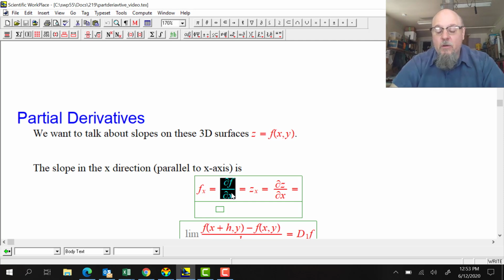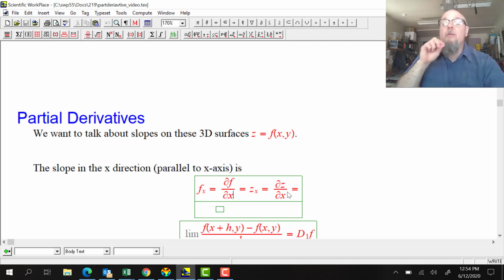So this is one way of writing the partial derivative. Or I could do z sub x, or the derivative of z with respect to x. All of these things mean the same thing. It's the partial derivative with respect to x, the slope in the x direction with all the other variables constant. It's a measure of how much z goes up if I move over a little bit in the x direction. That's what the derivative means.